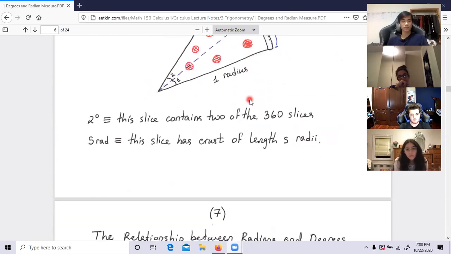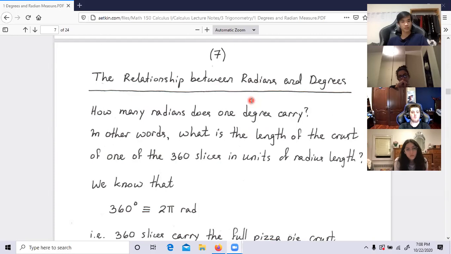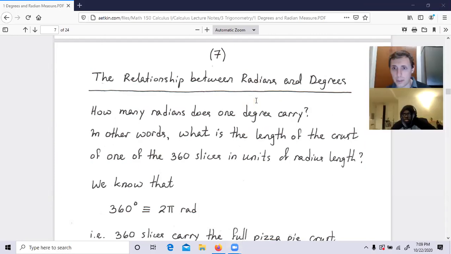So how do we figure out how to convert degrees to radians and vice versa? Let's consider this problem here now. It's easy to see that 360 Babylonian slices, or 360 degrees, bring together 2 pi radians. So in other words, what am I saying? The combined crust length in radius units is about 6.28 radii. Do you understand? Are you with me, guys? Let me know if you got confused by anything. So tell me, what is one degree in radians, please? If 360 degrees is 2 pi radians, what is 1 degree?